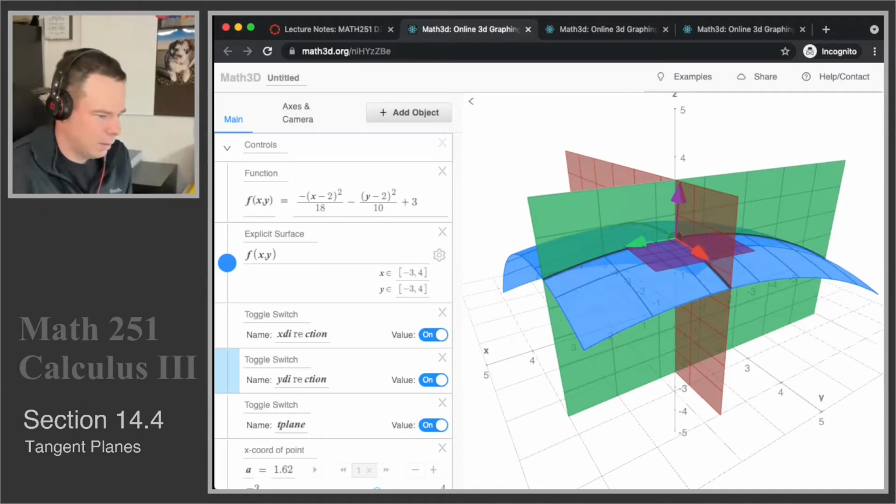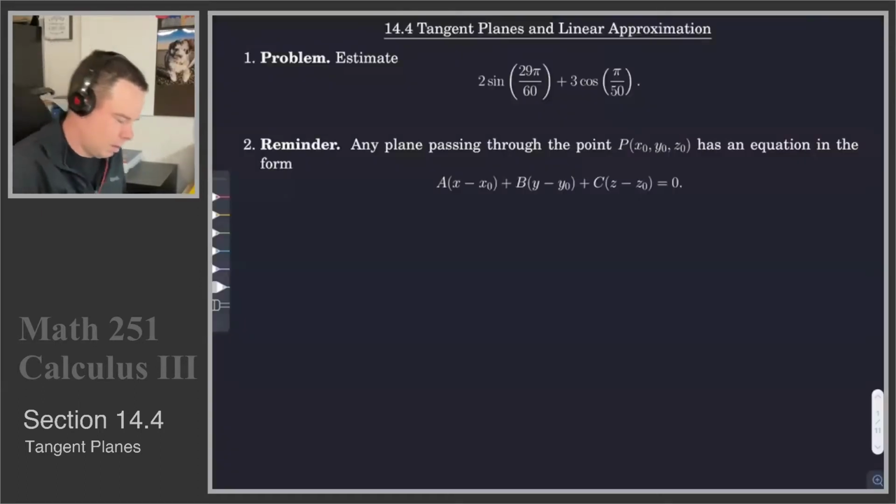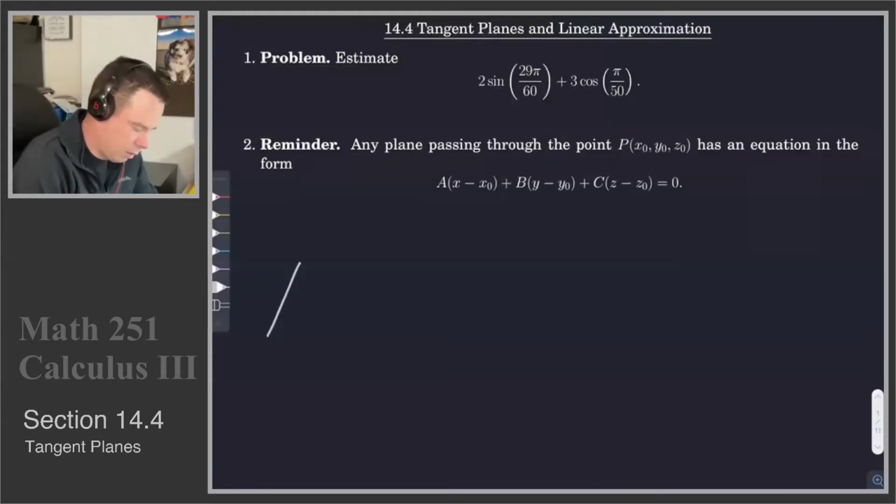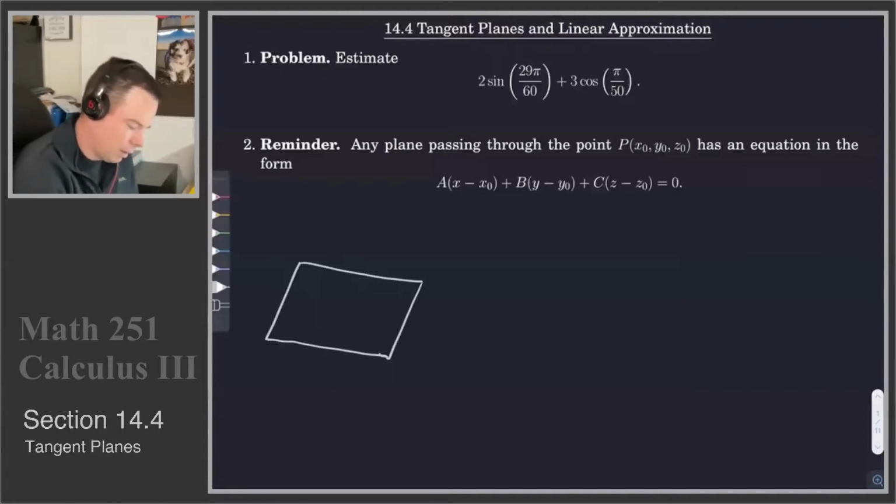So let's do that. Here's our setup. I'm going to draw the plane. I won't draw the surface in the background because we'll just focus on a plane right now. So we've got a plane passing through a point P, that's x naught, y naught, z naught.